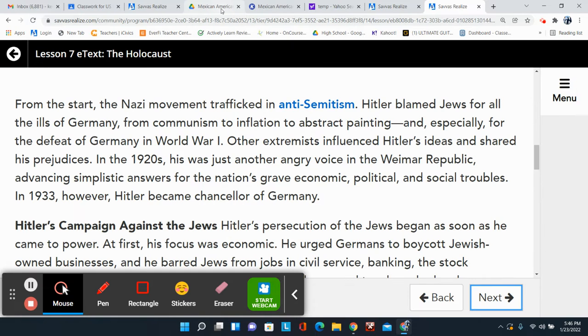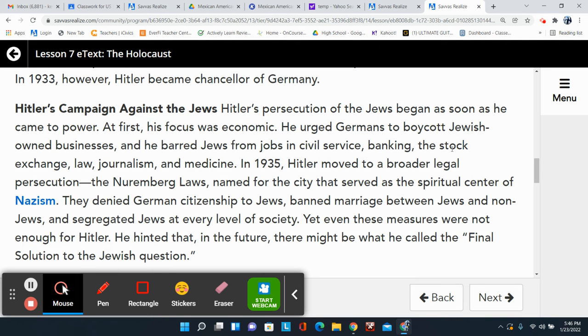From the start, the Nazi movement trafficked in anti-Semitism. Hitler blamed Jews for all the ills of Germany, from communism to inflation to abstract painting, and especially for the defeat of Germany in World War I. Other extremists influenced Hitler's ideas and shared his prejudices. In the 1920s, his was just another angry voice in the Weimar Republic, advancing simplistic answers for the nation's grave economic, political, and social troubles. In 1933, however, Hitler became Chancellor of Germany.